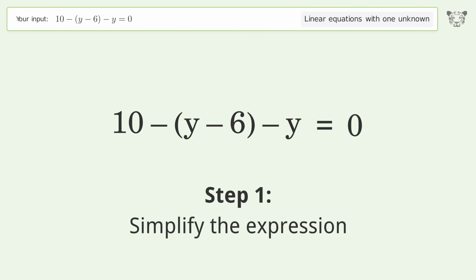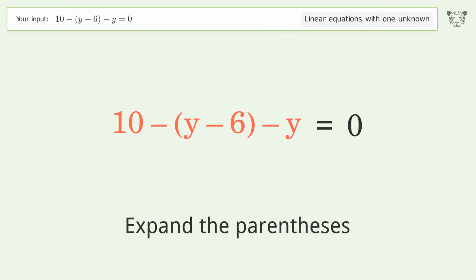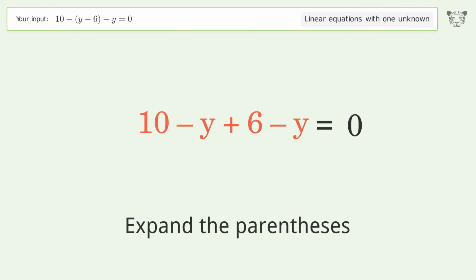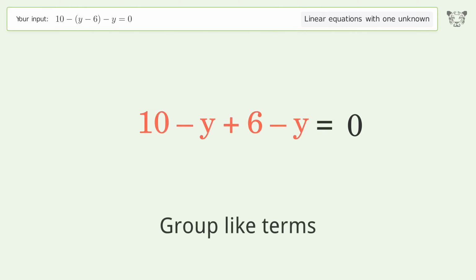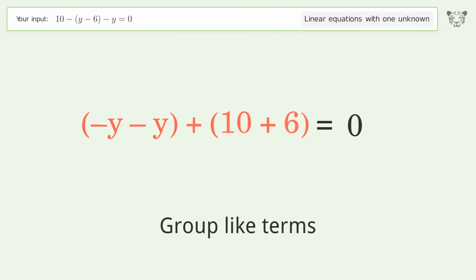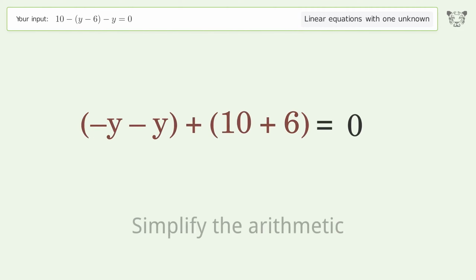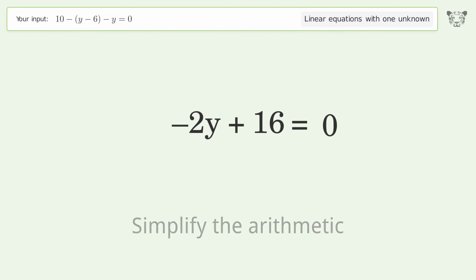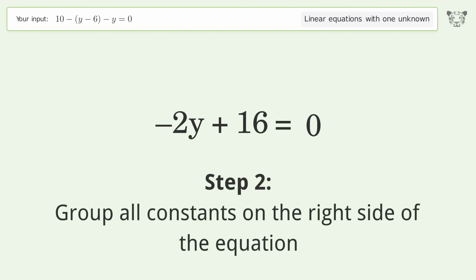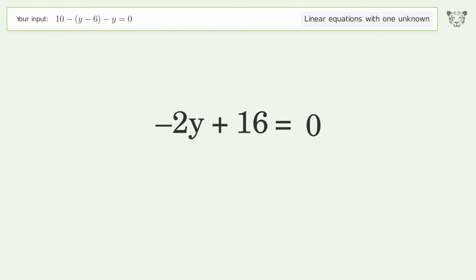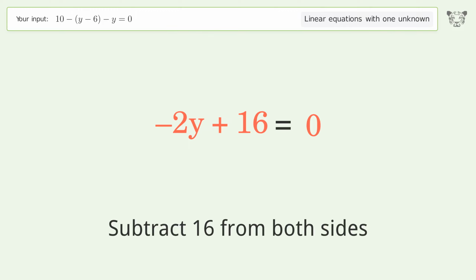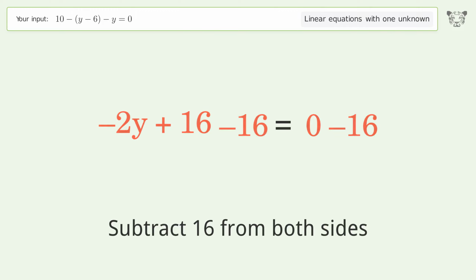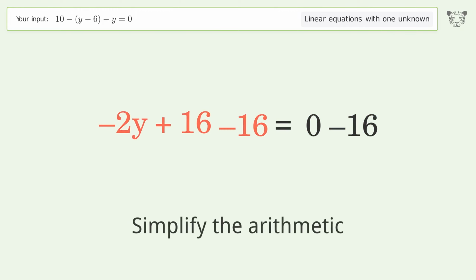Simplify the expression. Expand the parentheses. Group like terms. Simplify the arithmetic. Group all constants on the right side of the equation. Subtract 16 from both sides. Simplify the arithmetic.